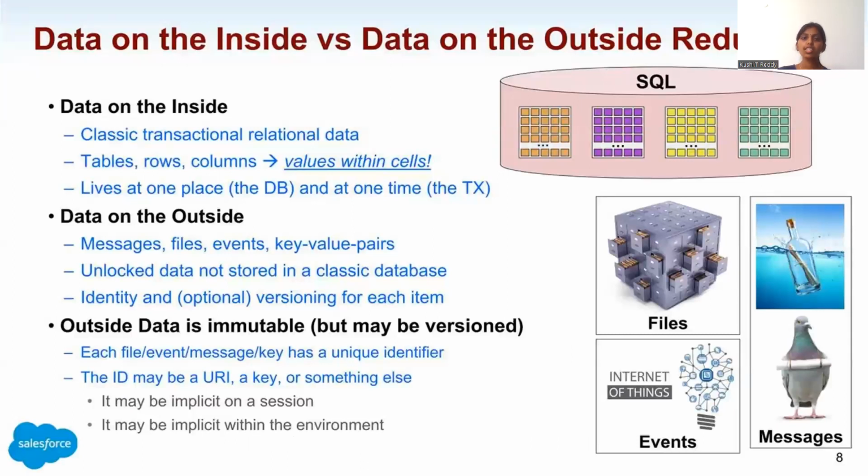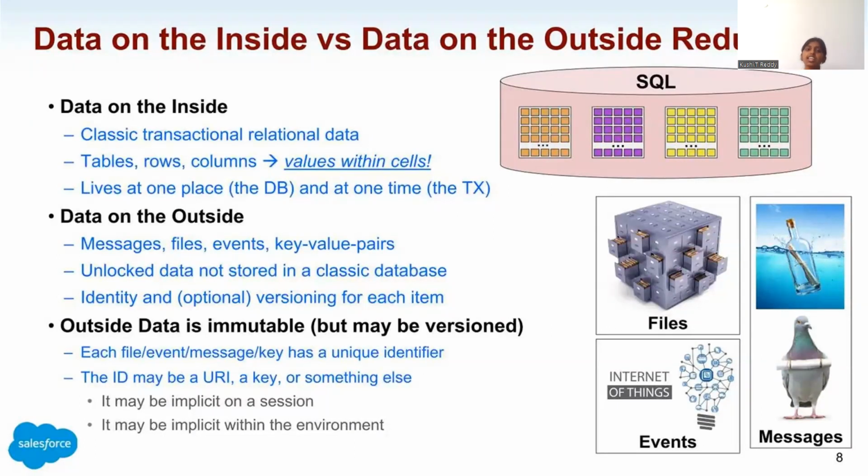So data on the outside versus data on the inside. Data on the inside has classic transactional relational data like tables, rows, and columns, and lives in one place and at one time. Data on the outside is in the form of messages, files, events, and key value pairs, unlocked data not stored in a classical database, with identity and optional versioning for each item.